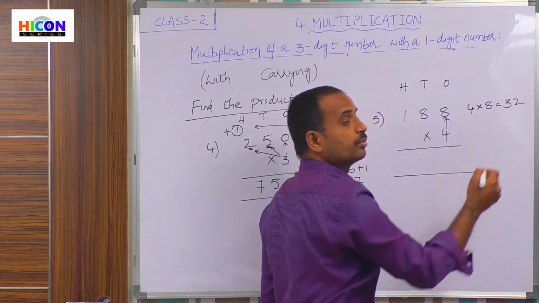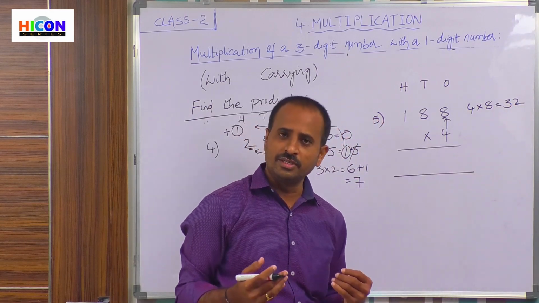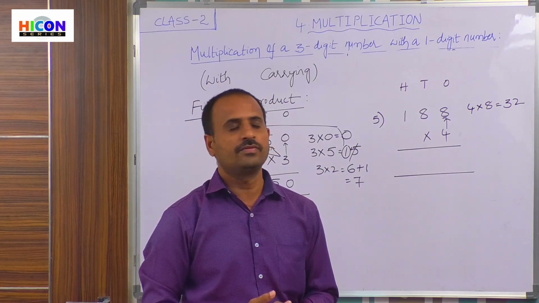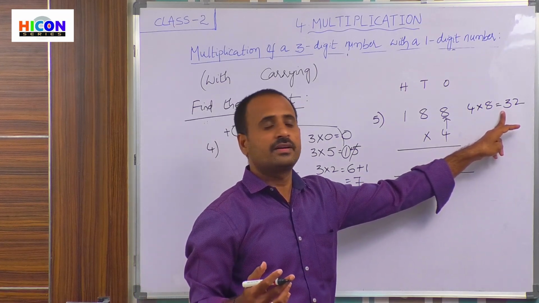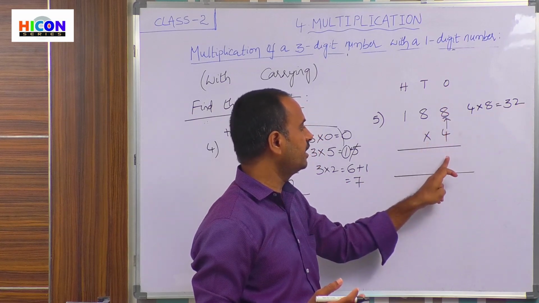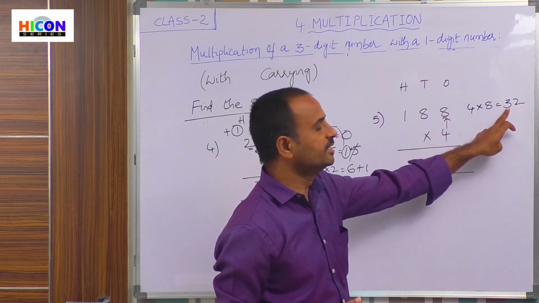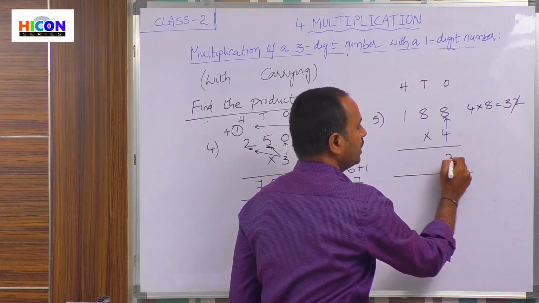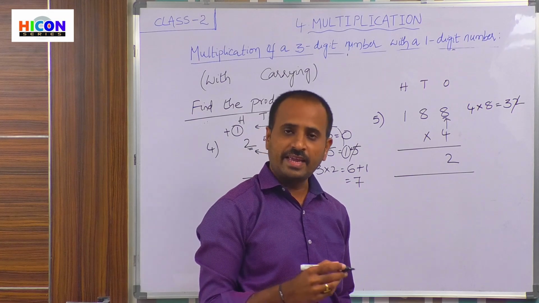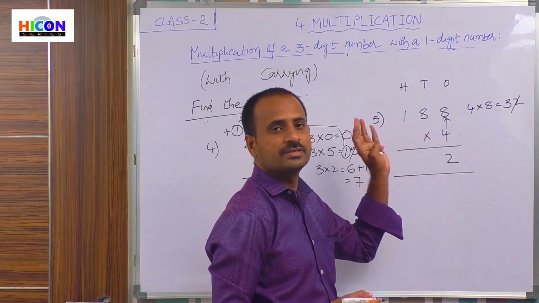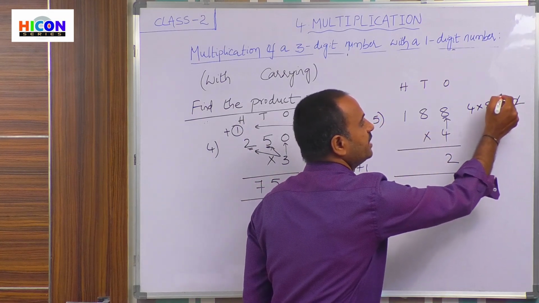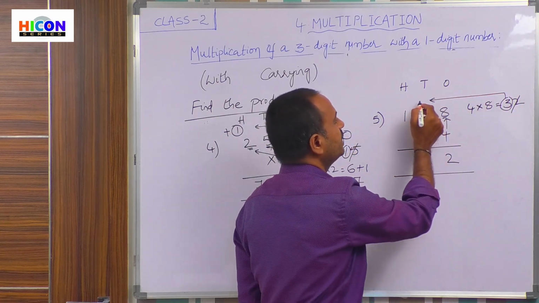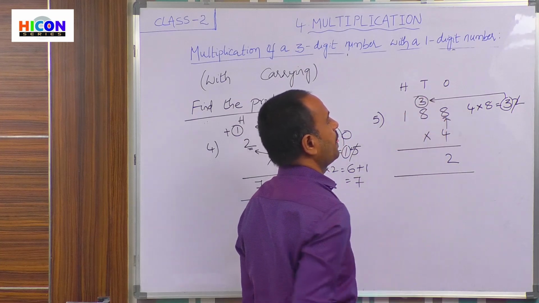But 32 is a 2-digit number. If the product is a 2-digit number, what do we have to do? We have to take carry. So if the product is a 2-digit number, write the second digit only under ones place. What is the second digit here? 2 is the second digit here. So write 2 under ones place, and carry the first digit to the next place. What is the first digit here? 3. And carry this first digit to the next place, that is tens place.